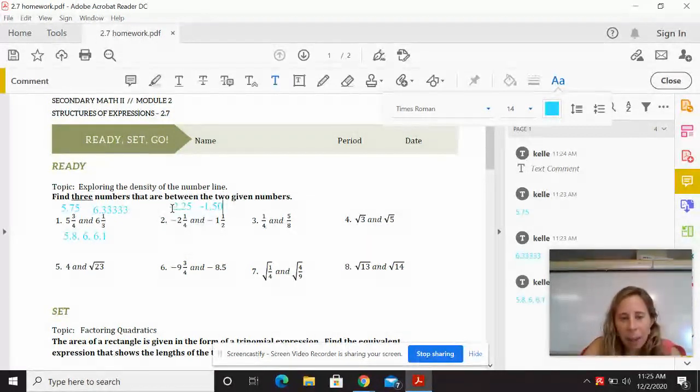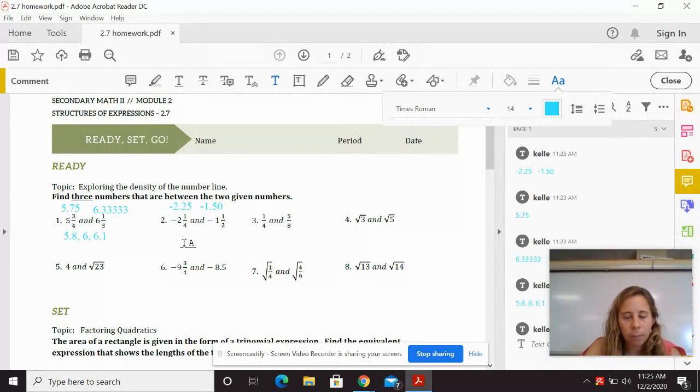All right, so something between those. Well, -2 is between those. -2.1 is between those. And -1.75. I mean, it has to be greater than this number, but less than this number.